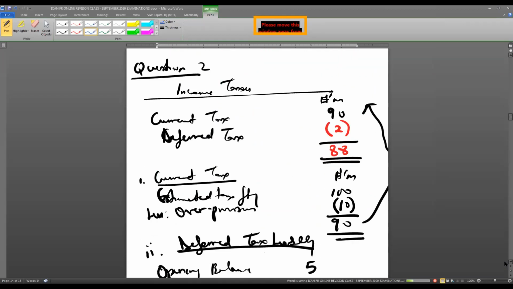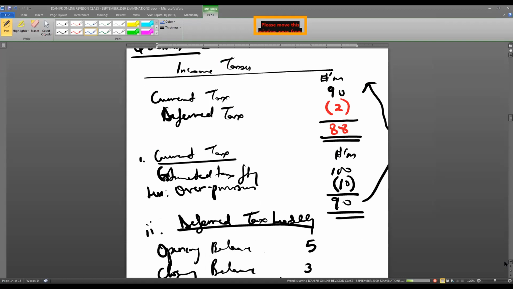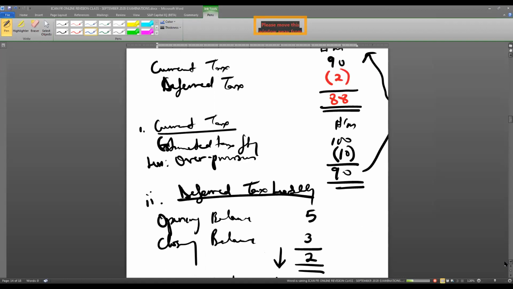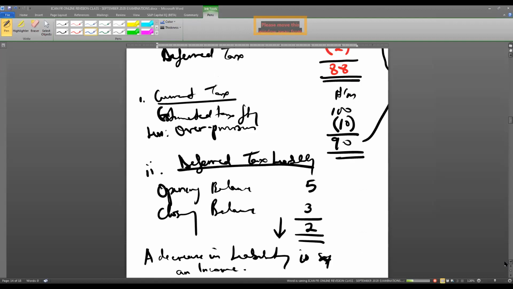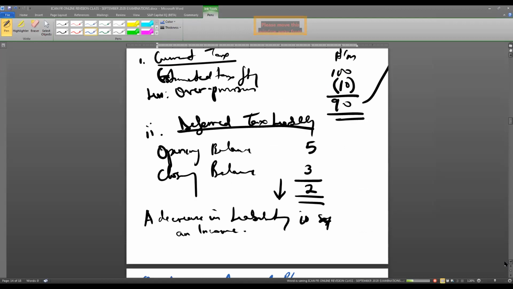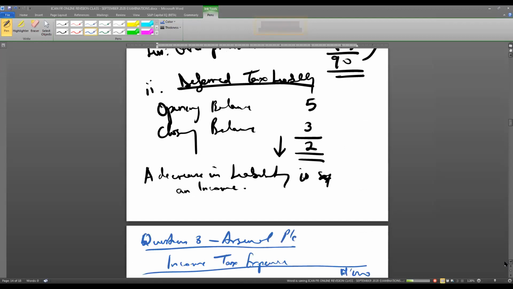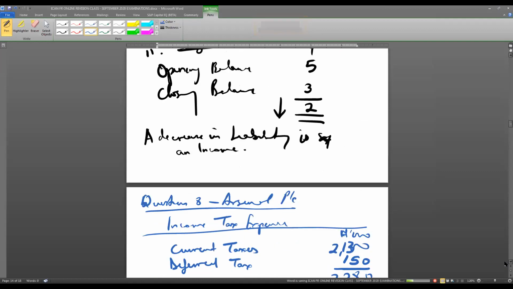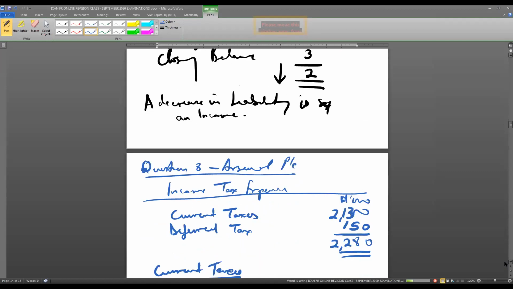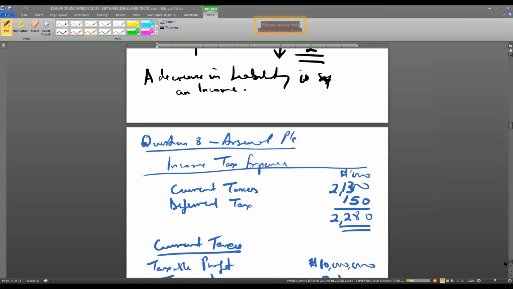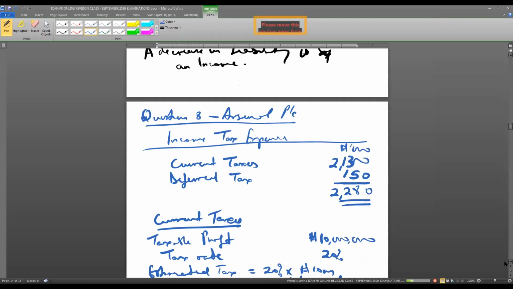Then you taught us about deferred tax. That deferred tax is a tax liability that ordinarily should be recognized in your accounting, in your financial statement, because it's a tax liability that will crystallize in the future.